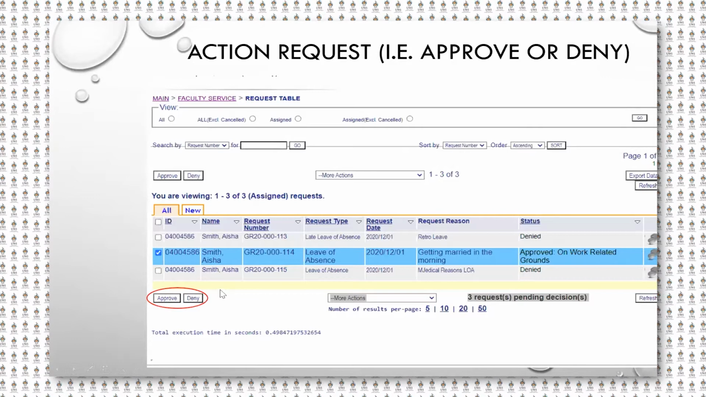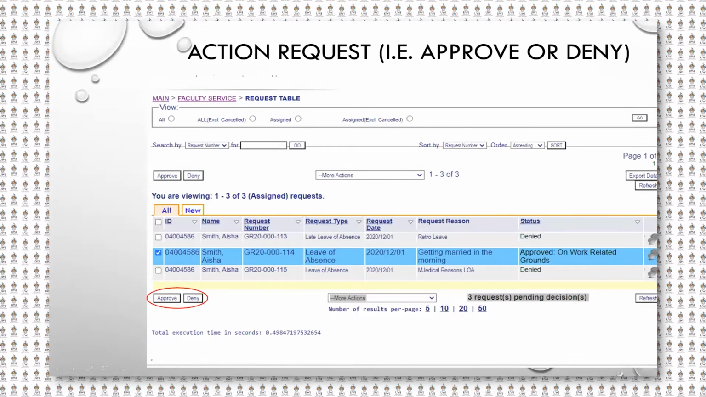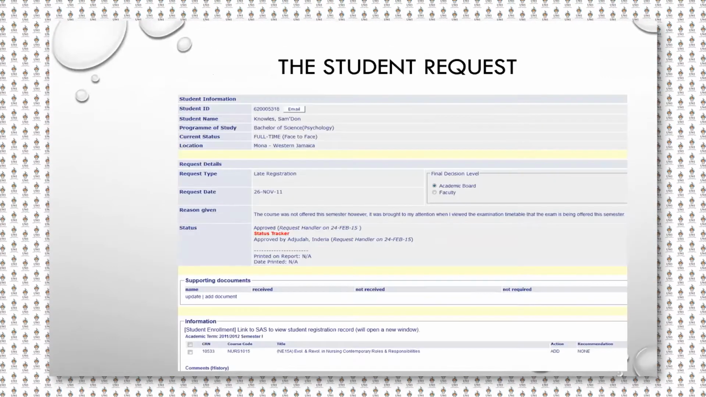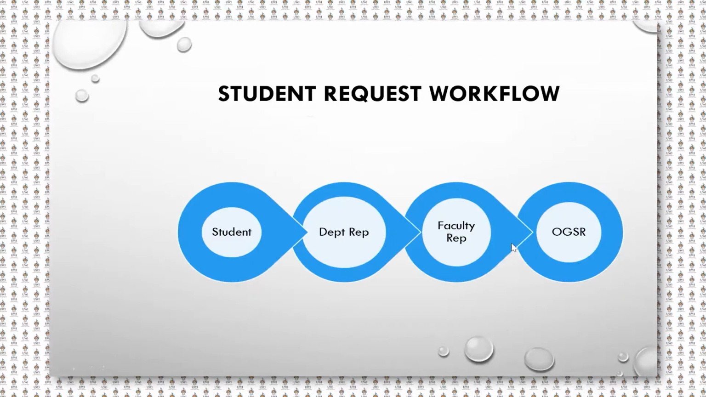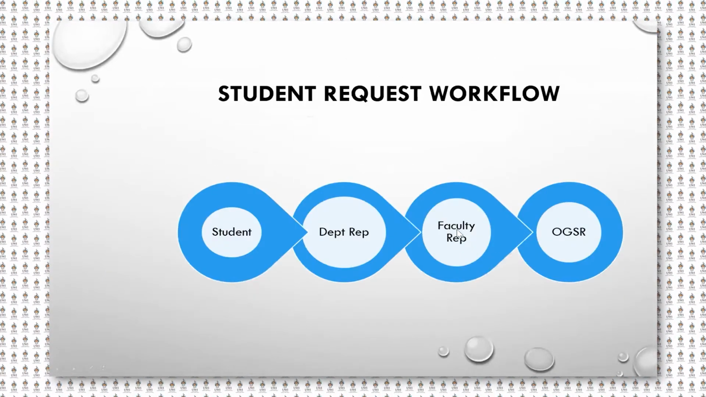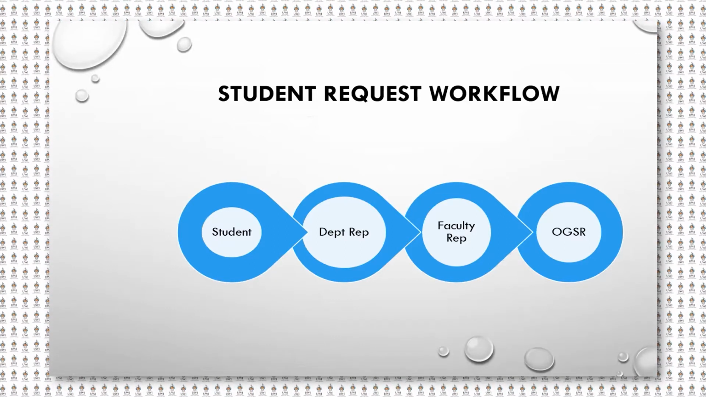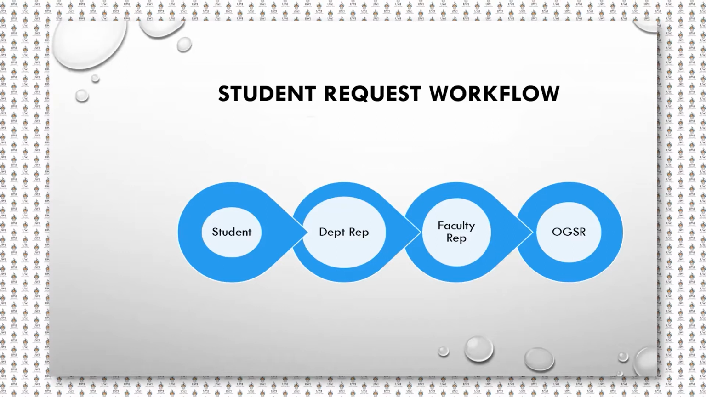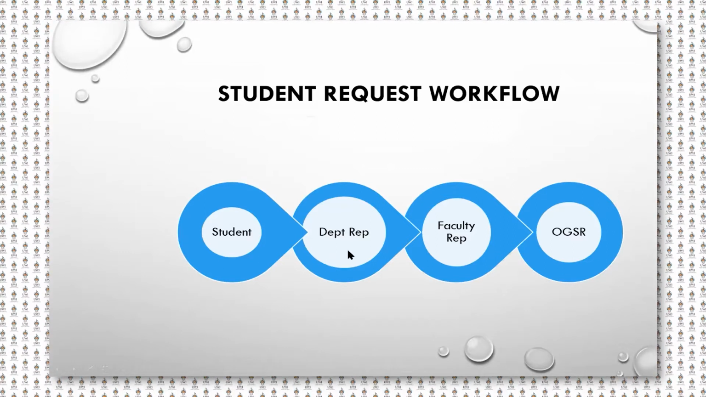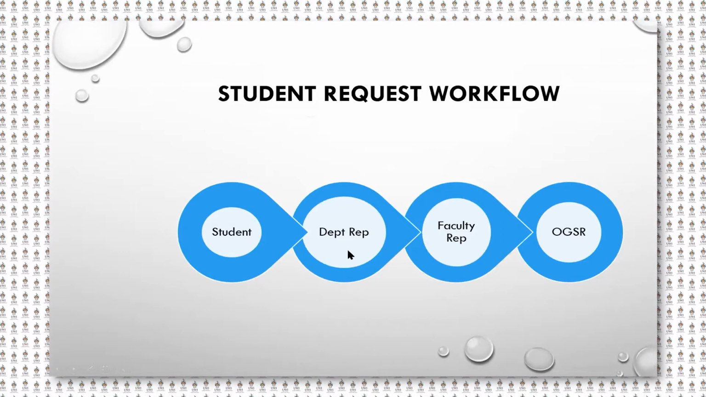And that is it in approving the request. When the department rep approves the request, the request will now move to the faculty rep, who logs on just as the department rep did and goes through the same process. The faculty rep will not see the request until the department rep approves it.